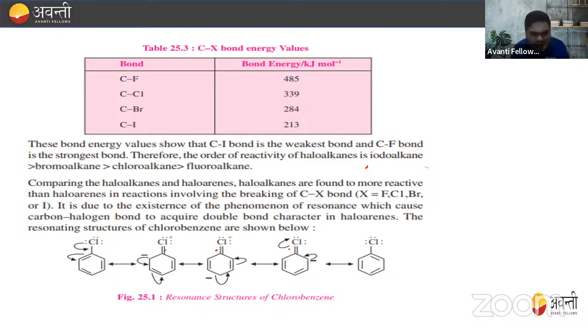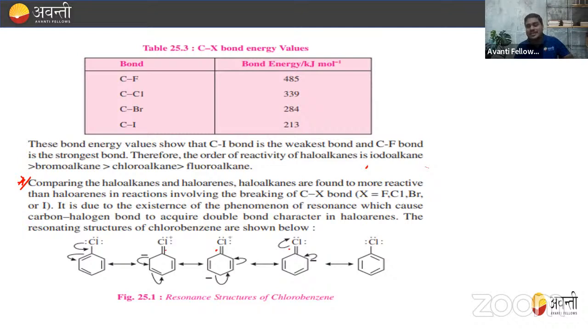Comparing haloalkanes and haloarenes, haloalkanes are found to be more reactive. So always remember this point. This type of question comes many times in your board exam. Always 2 marks questions come out of haloalkane and haloarene. Which one is more reactive? You simply say alkyl halide, haloalkane, is more reactive than haloarene.